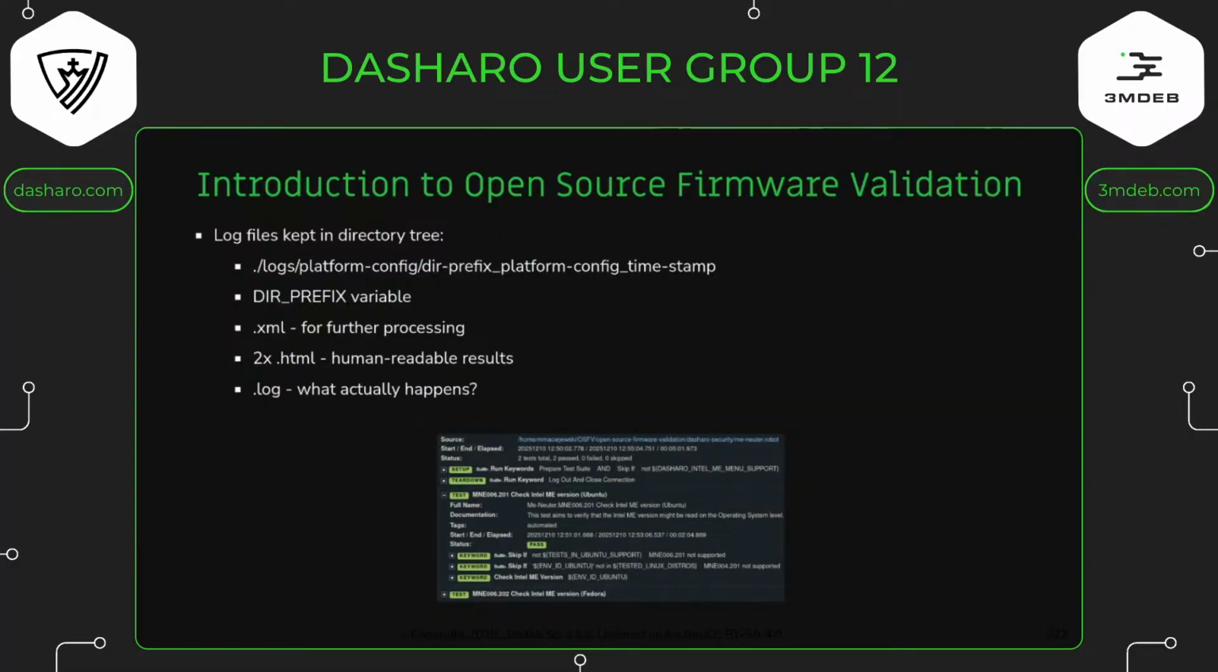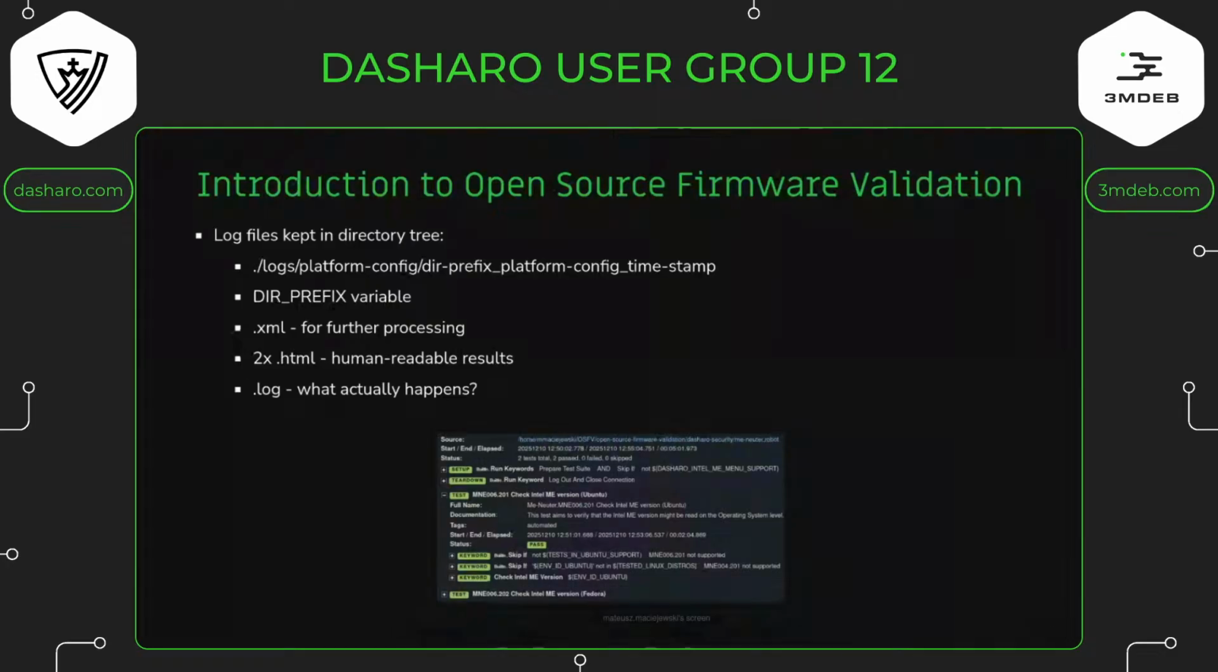I said that we want logs. Yes, logs are very important. In open source firmware validation, we keep logs in subdirectories, which is exclusive to our environment. Here you can see the naming scheme.